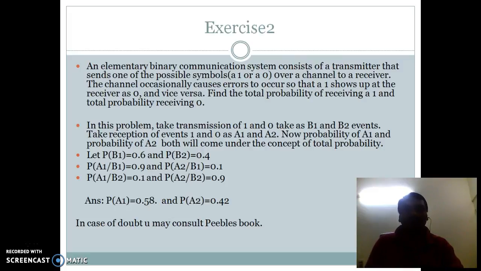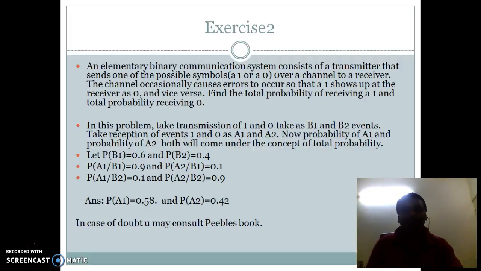This is an exercise for you, an exercise involving communication systems. An elementary binary communication system consists of a transmitter that sends one of the possible symbols, a 1 or a 0, over a channel to a receiver. The channel occasionally causes errors to occur so that a 1 shows up at the receiver as 0 and vice versa. Find the total probability of receiving a 1 and the total probability of receiving 0.